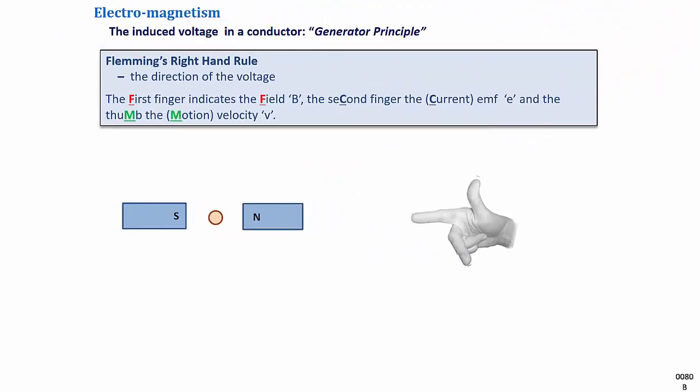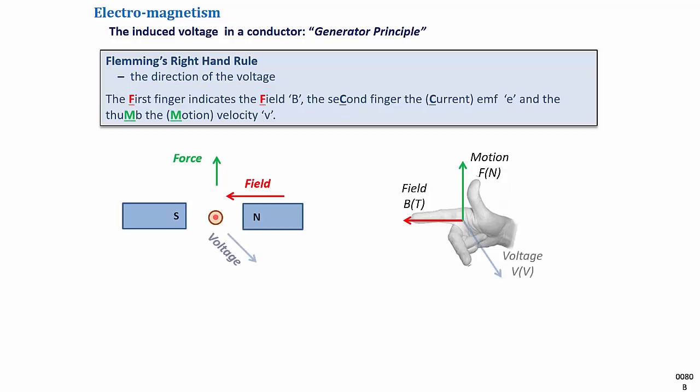Fleming's right-hand rule provides a method to determine the direction of the induced voltage when a magnetic field is cut by a conductor. Holding the thumb and the first two fingers of the right hand at right angles to each other, if the first finger points in the direction of the field, flowing from north to south, and the thumb points in the direction of motion of the wire, then the second finger will point in the direction of the induced voltage, which in this case is acting out of the board.